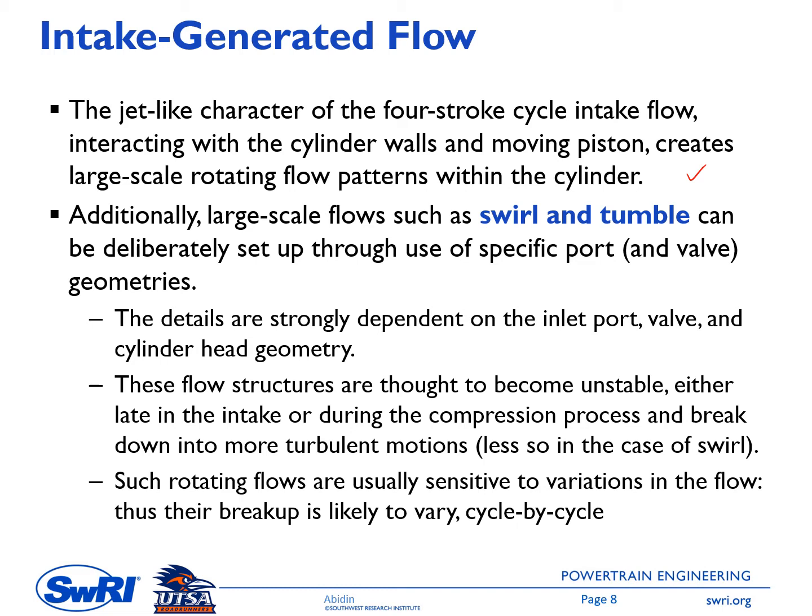Swirl is usually used in diesel engines to enhance spray-air mixing, and tumble is usually used in spark ignition engines to generate high turbulence and thus a better combustion speed. The details of this large-scale flow are strongly dependent on the inlet port, valve, and cylinder head geometry. So we'll take a look at each of these components.